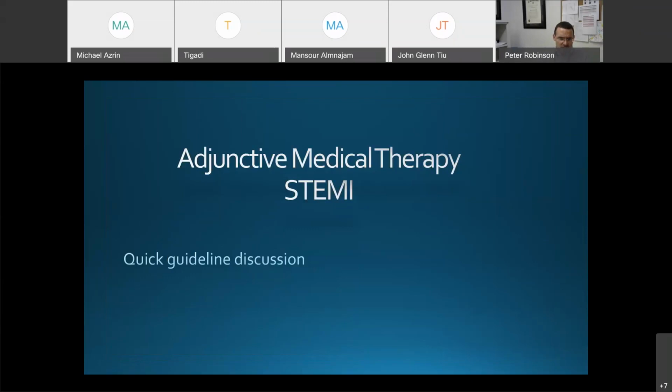How about adjunctive medical therapy for STEMI? Let's do a quick guideline discussion. Again, we're talking broad brushstrokes here. How much time do we have? Oh, we're doing okay. I'll slow down a little bit.